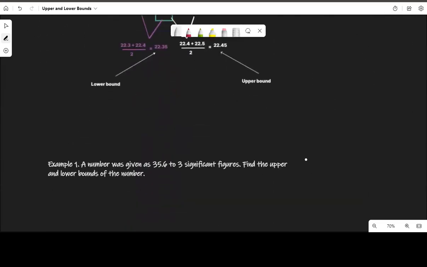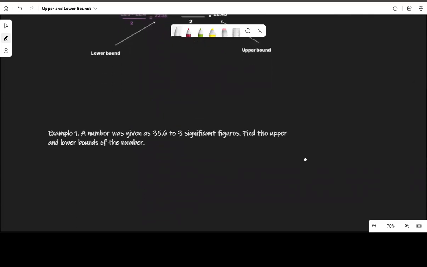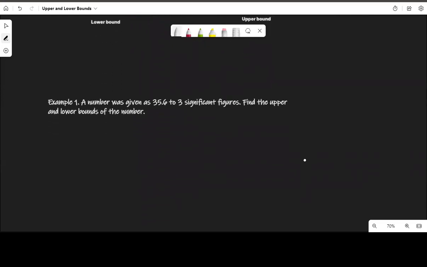So let's use that to do some examples. The first example says a number was given as 35.6 to 3 significant figures. Find the upper and the lower bounds of the number. My approach, I will represent this number 35.6 on the number line. Let me draw my number line. I have 35.6. I say it is 3 significant figures.